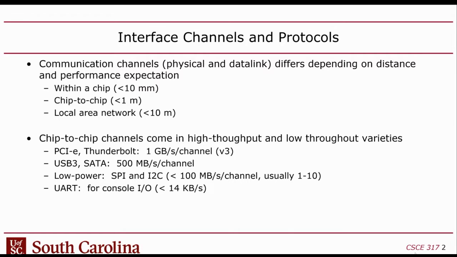In chip to chip, you have different styles, different speeds, different performance. You've got PCI Express and Thunderbolt, which are about 1 GB per second per channel. And then USB 3 and SATA, which are both about half a gigabyte per second per channel, 500 megabytes per second. And then you have the low power links like SPI and I2C, which are designed not for performance, but for control, where you don't necessarily need a lot of throughput. But that being said, SPI and I2C have much lower latency than PCI Express or Thunderbolt.